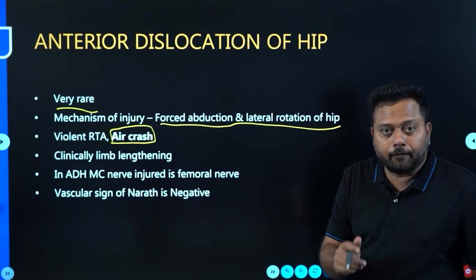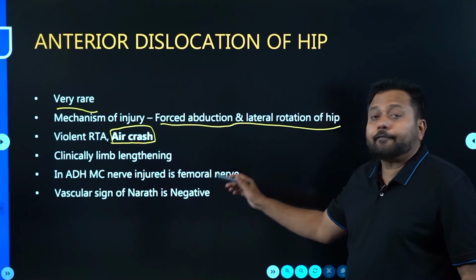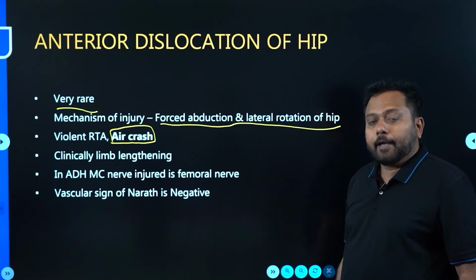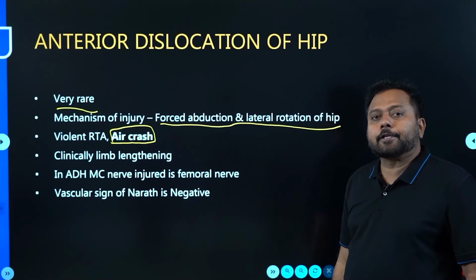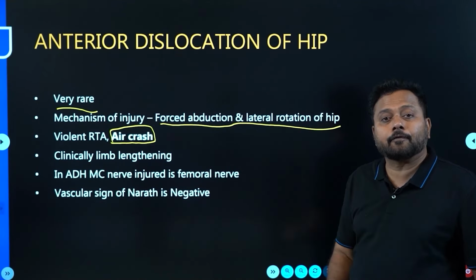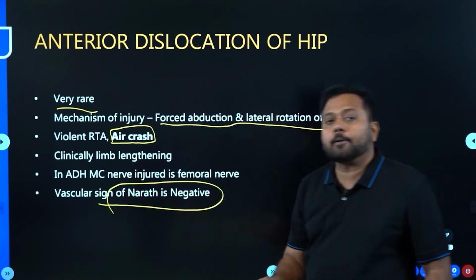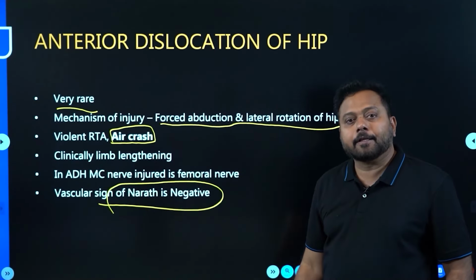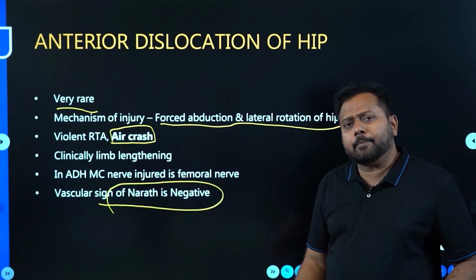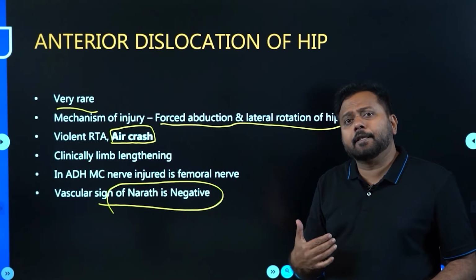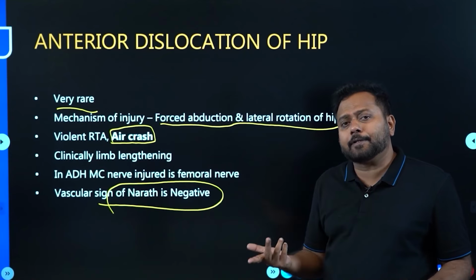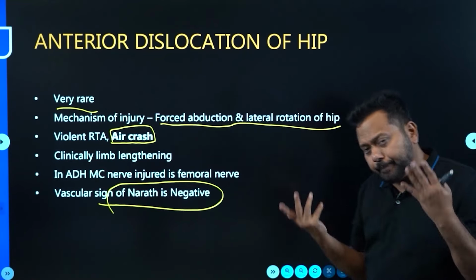Okay, common peroneal nerve, foot drop. Here it is femoral nerve, that's very commonly involved. There in posterior dislocation hip, we said there is a positive vascular sign of Narath. Here, vascular sign of Narath is negative. That means normal femoral pulse is felt. That's the meaning, because anterior dislocation means just beneath the femoral artery, that bony support is available. In posterior dislocation, it's not there.